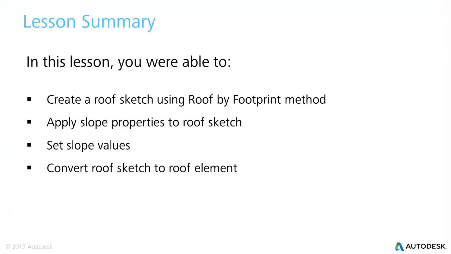Let's review the learning objectives for video 2. In this lesson, you were able to create a roof sketch by using roof by footprint method, then applying slope properties to individual roof sketch lines. Next, we were able to set specific slope values through the properties palette. And then last, we were able to convert the roof sketch to a 3D roof element.